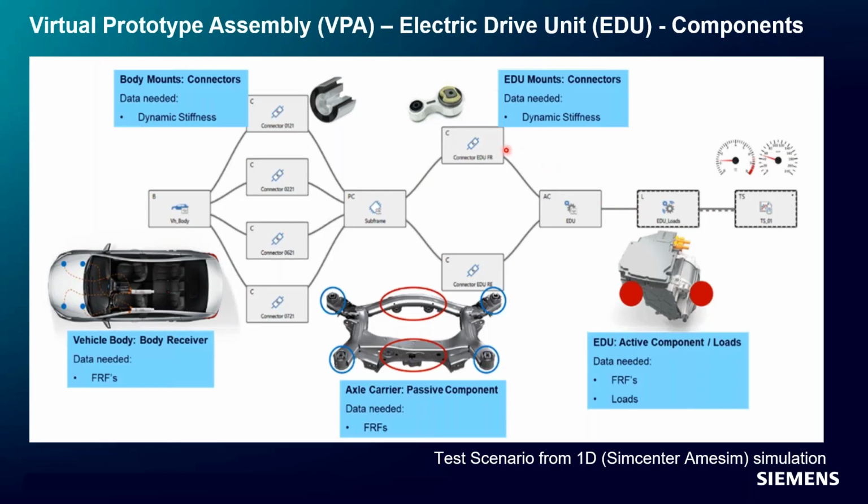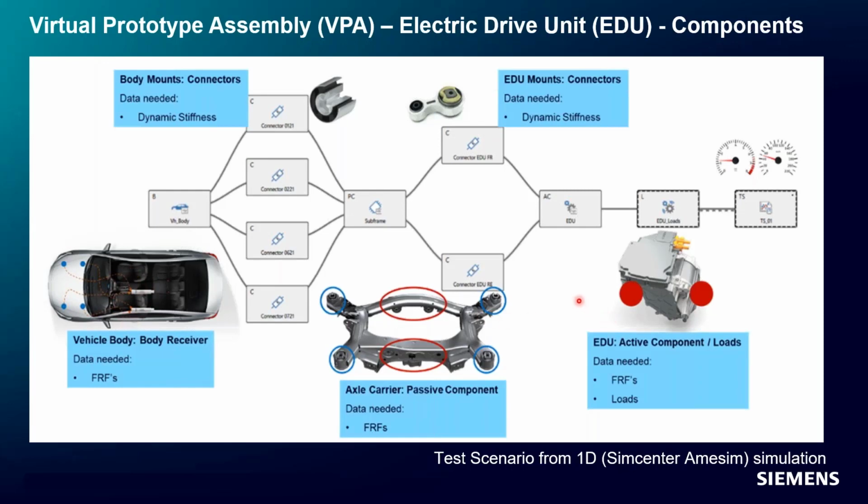There are different components connecting to it. A component can be an active component, which will have certain loads, or certain FRFs like input and output to it. There can be connectors, represented by C, and we need dynamic stiffness for that. Another component can be this PC, passive component, the subframe, and it needs FRFs between the input and output for the subframe. And the other thing is the body receiver component. Again, these are FRFs going from the body to the receiver location, which is the final target location, also called the response point ID.